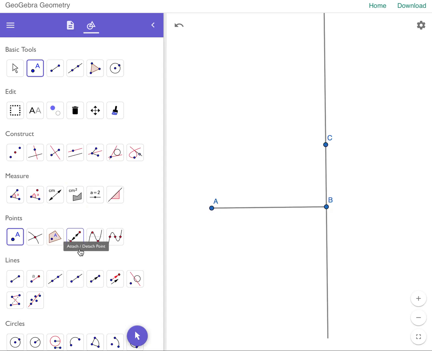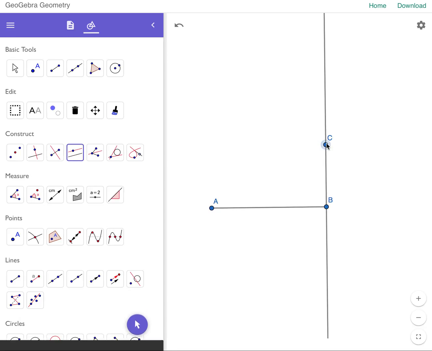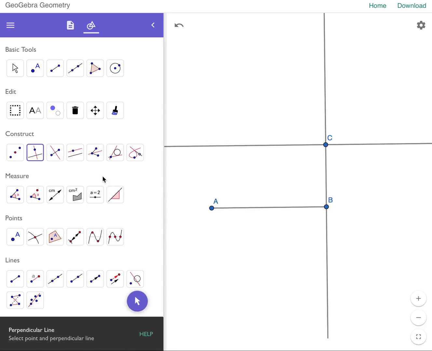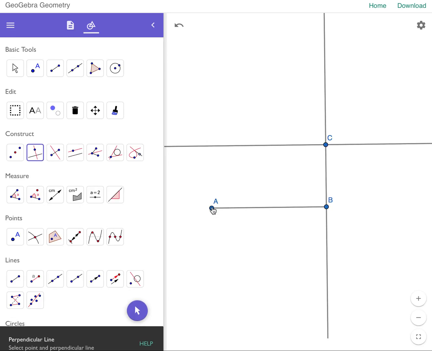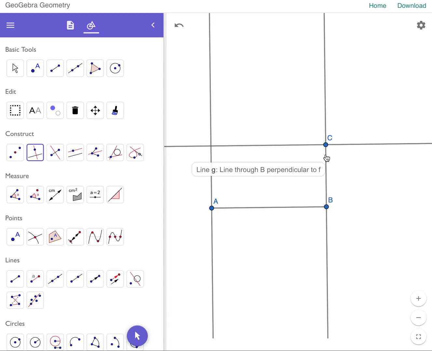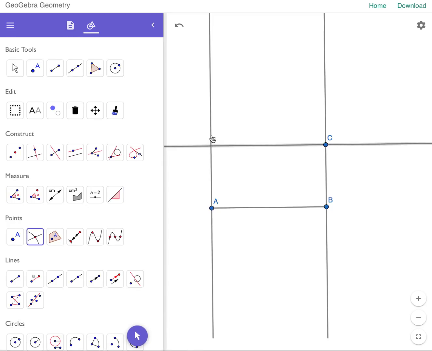And we're going to now use the parallel line tool. That's going to go through point C, parallel to segment AB. We also need another perpendicular line that goes through point A, perpendicular to AB, which makes this line and this line also parallel. So now the intersection of these two lines, we're going to use our intersect tool, and we've created intersection point D.